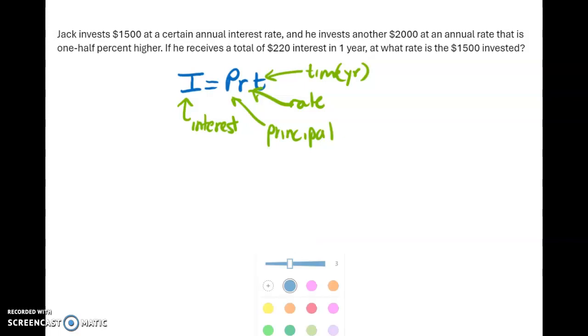So I'm going to highlight some important facts in the problem. So he's got 1,500 that he's going to invest at a certain rate. And then he's got another additional 2,000 that he is going to invest at another rate that's 1/2% higher. The total interest that he's going to receive is $220 in 1 year. And the overall question is you want to know the interest rate that the 1,500 was invested at. So those are the important things I highlighted in the problem.